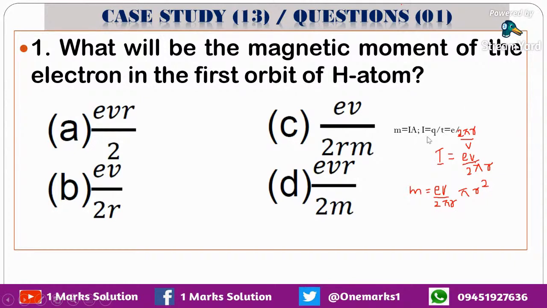So what is I? I is equal to Q by T. That means current is equal to charge divided by time. Then what is time? Time is equal to S by V. S is 2 pi R, that means the circumference of the orbit. So 2 pi R.